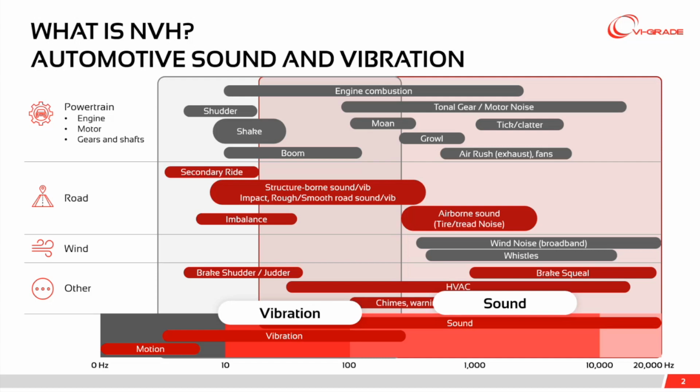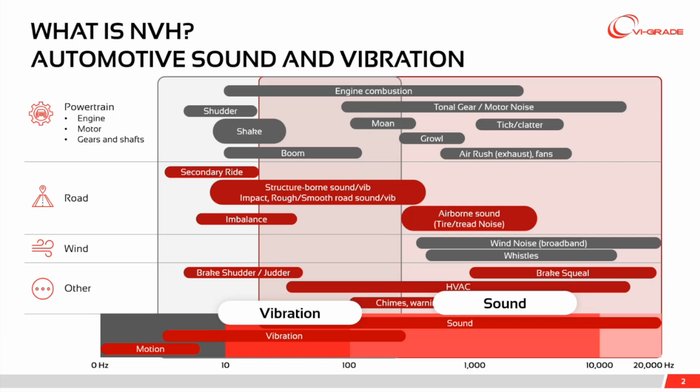We'll be focusing more on road noise and vibration, from secondary ride and imbalances up to structure-borne and airborne road and tire noise. We also consider wind noise, usually a little bit separate from road, although the noise that we experience in the vehicle as we're going at various speeds varies based on the road surface that we're on, the speed that we're traveling, and of course the characteristics of the vehicle.